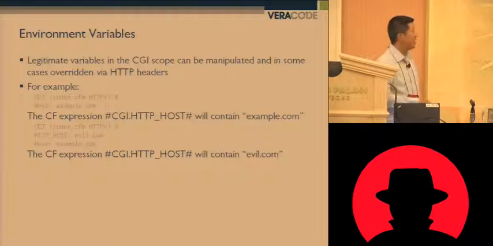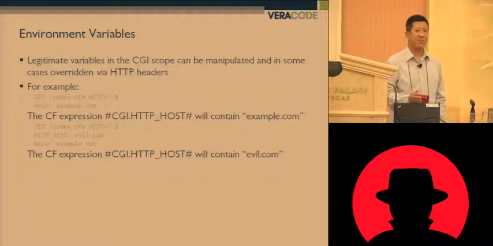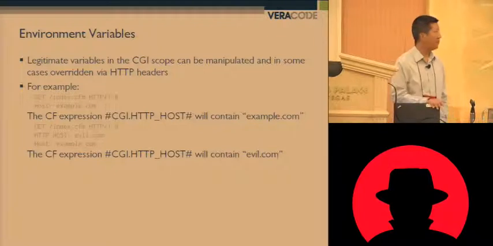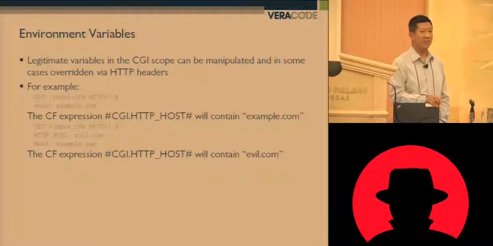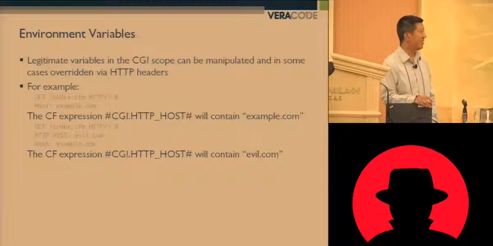Environment variables, you have a CGI scope that we talked about before. And this is similar to CGI scopes in other application development platforms, except that in ColdFusion, you can actually manipulate a whole lot more than you can in other platforms. So normally, you can alter CGI.queryString or CGI.host. In ColdFusion, you can manipulate almost everything in the CGI scope.